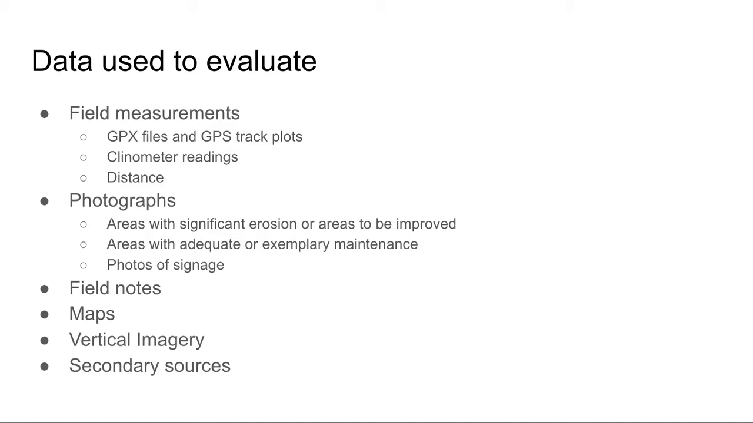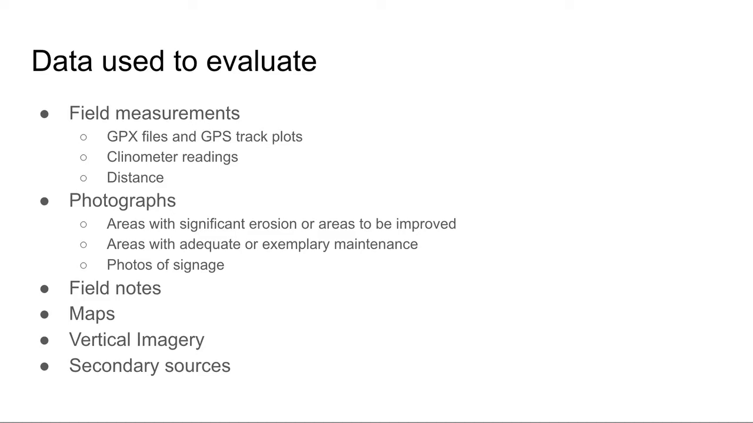So what data do we use to evaluate? So maybe you took some field measurements. Maybe you have a GPX file which indicates that you've got an average gradient of 15% for a particular extended climb. And that might mean that it's quite difficult for people to ascend that particular area, or it might be an area that has significant erosion.